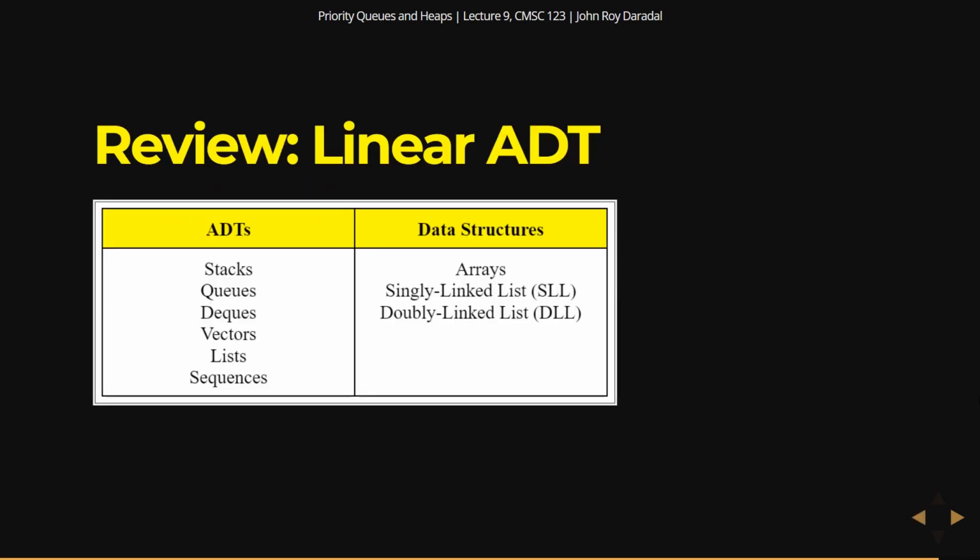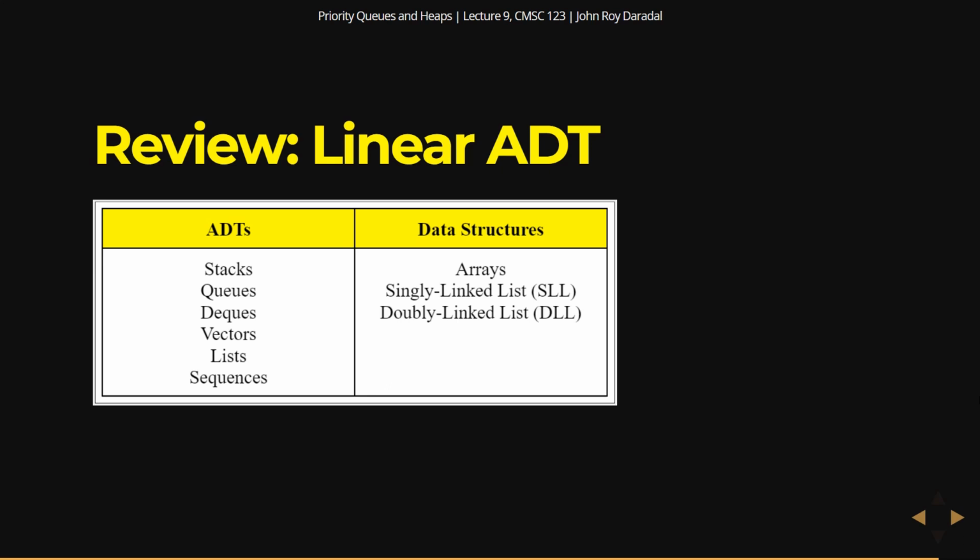So that's it for this video. So far we have discussed linear ADTs and non-linear ADTs in ComSci 123. In the first part of the subject, we talked about linear ADTs. So we saw things like stacks, queues, double-ended queues or decks, vectors, lists, and sequences. And then we used the following data structures to implement them, like the arrays, the singly linked list or SLL, then the doubly linked list or the DLL.